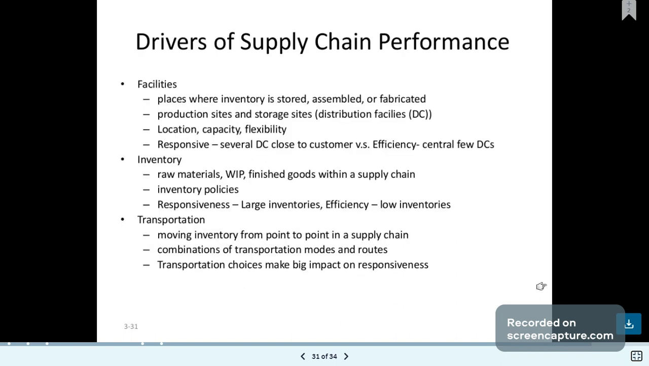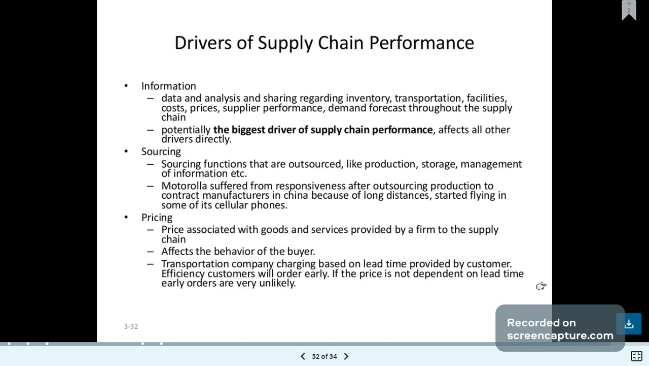Drivers of supply chain performance: facility, inventory, and transportation, which we generally use in this format. Okay, so I hope I have covered all of this topic in this video, and I will provide more information and a description as well.